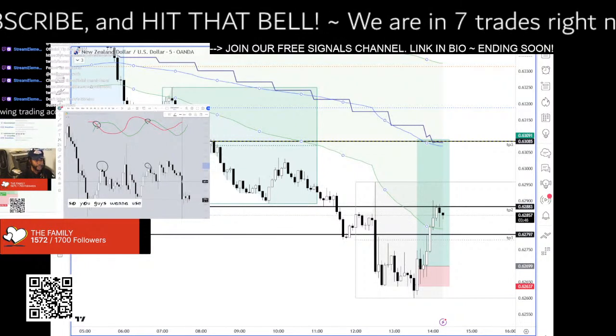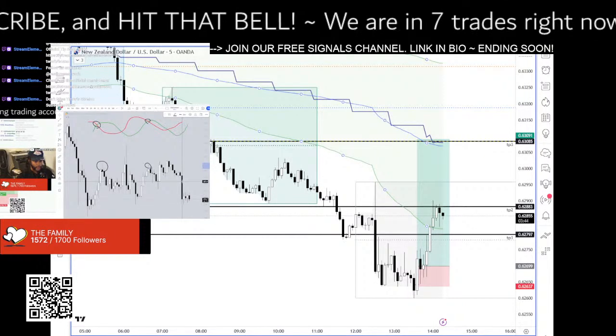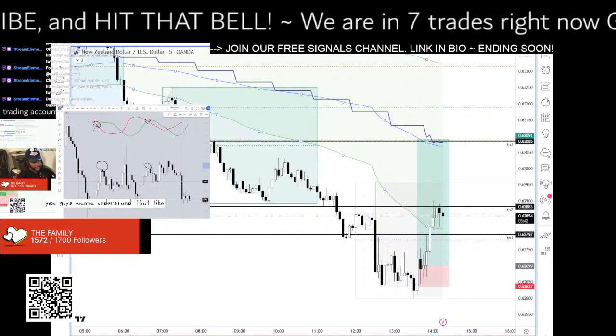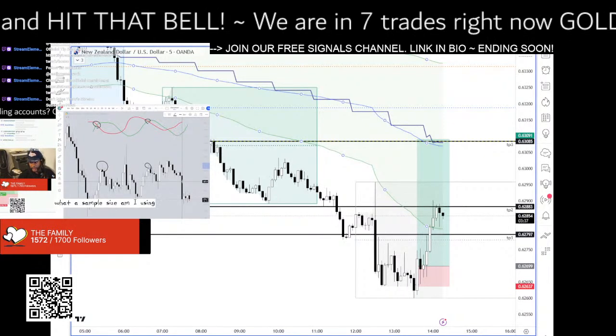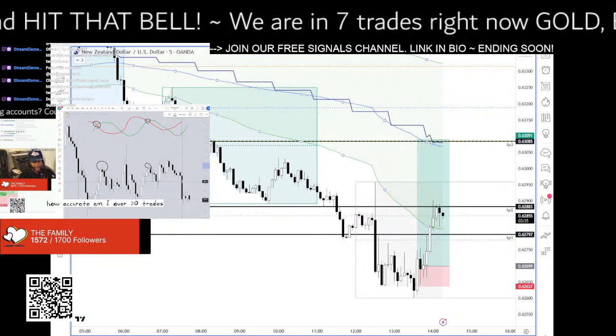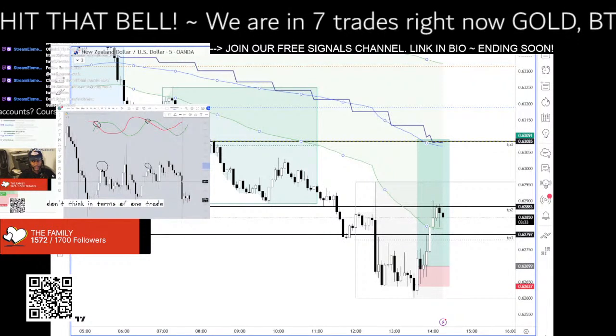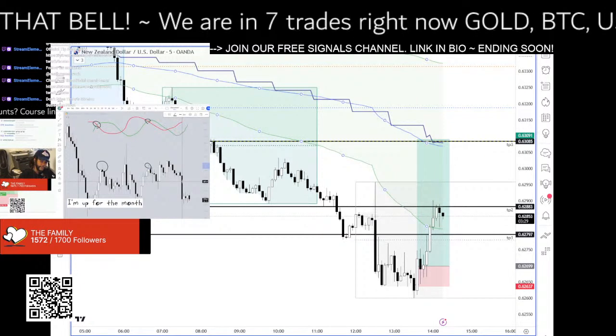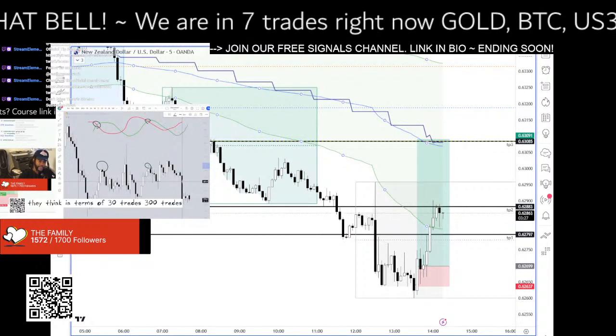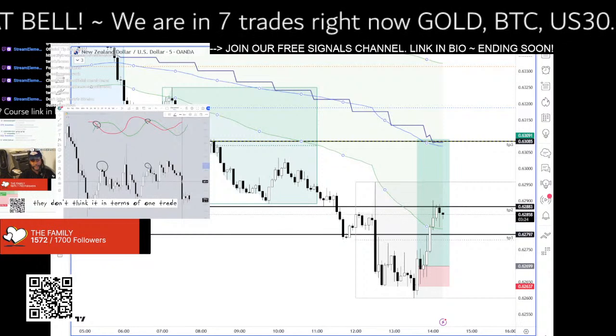So you guys want to use sample size. You want to understand, what sample size am I using? How accurate am I over 20 trades? Don't think in terms of one trade. That's why you see expert traders say, oh yeah, I'm up for the year, I'm up for the month. They think in terms of 30 trades, 300 trades. They don't think in terms of one trade.